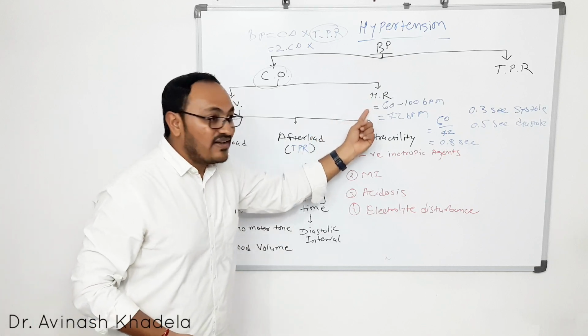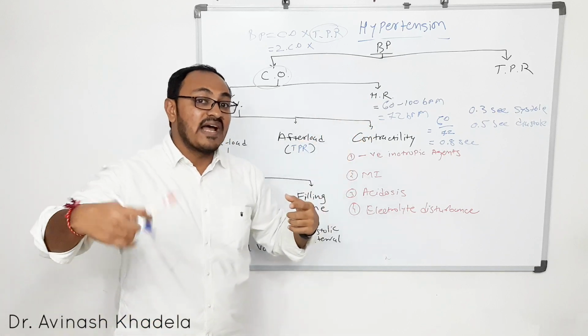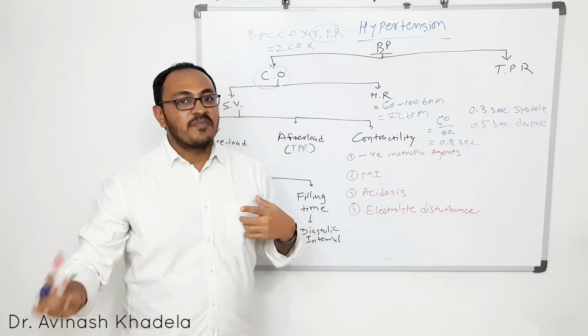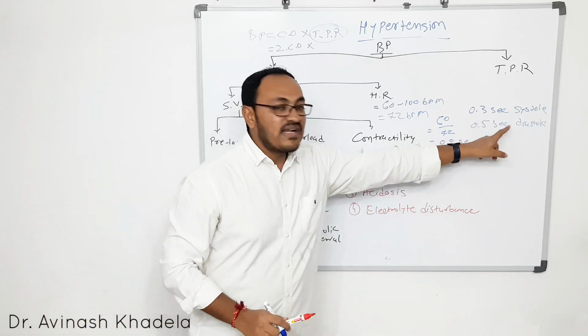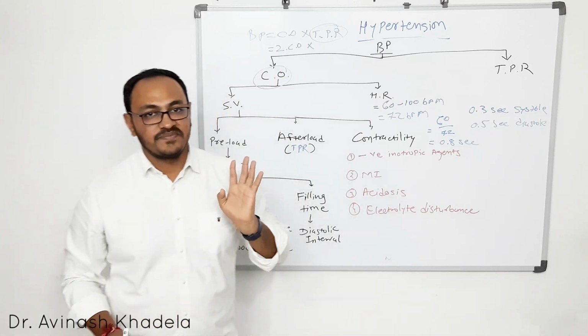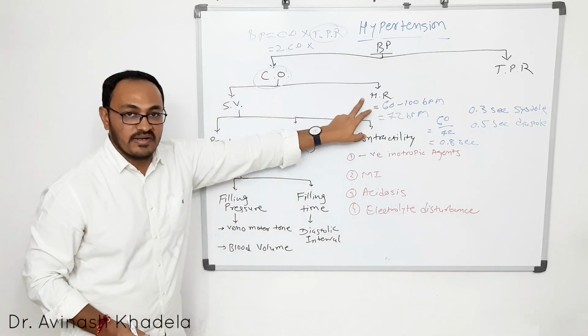So, when the heart rate increases, initially there will be a rise in blood pressure. But later on, there will be no rise in blood pressure because a decrease in diastole decreases preload, which decreases blood pressure. This is what I want to explain in heart rate.